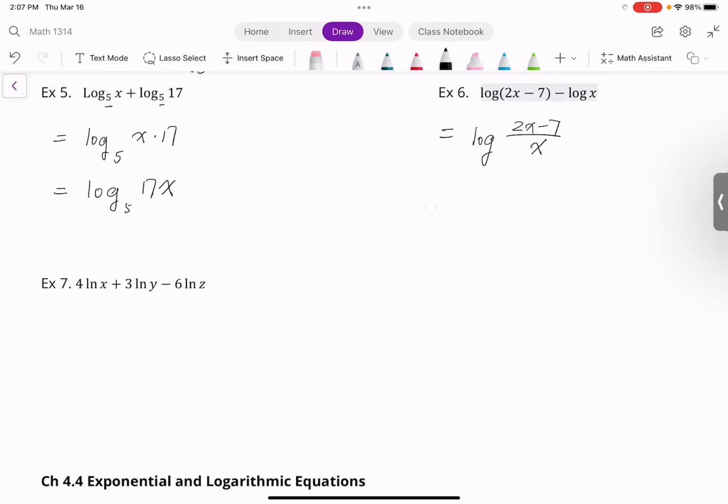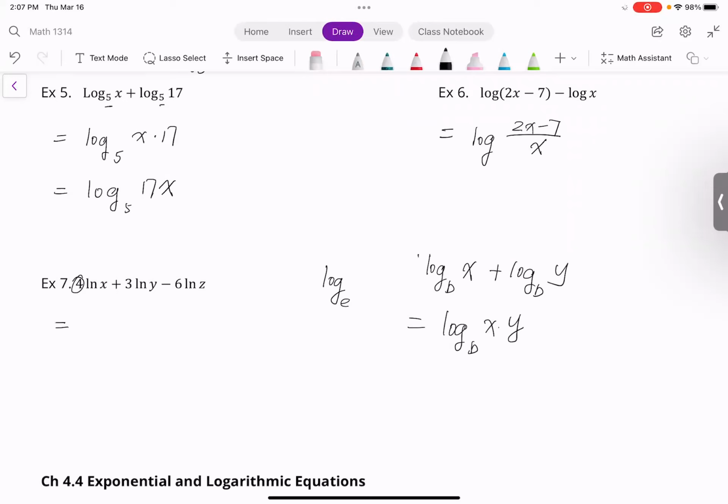Example 7. This is a very short video. So how to combine these 3 terms? They must have the same base. For example, the base is ln, the base is e. Then I can combine them. But there is something in front of the ln. Can you combine them? No, because the property we have learned is log base b. With the variables, log base b x plus log base b y, then I have log base b of x times y.